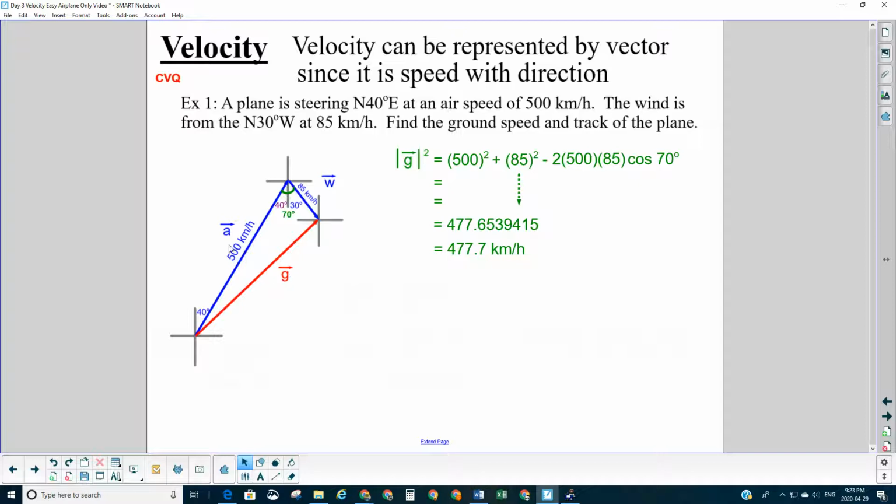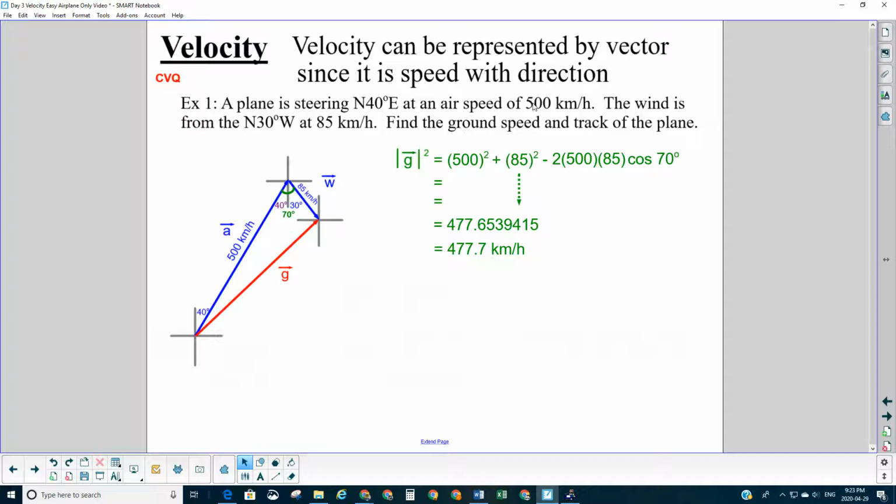So the speed is 477.7. So it is less than 500 as we predicted, okay? Because we are flying a little bit into the wind, so the wind is slowing us down. It's not 500 minus 85 because it's not flying directly into the wind. The wind's influencing it a little bit, moving it off to this side. But it is less than 500, which is great. That's not always going to be the case. It might blow with it, it might go off to the side, it might actually increase it. Who knows? We'll find out in a second.